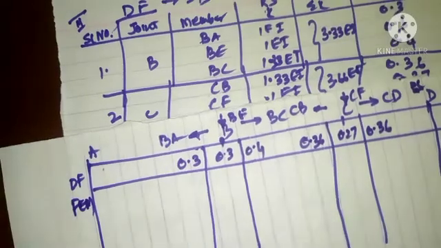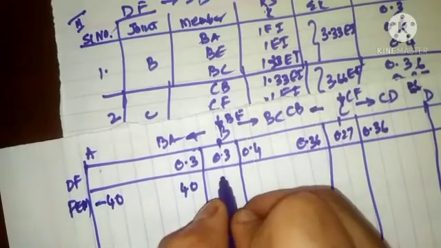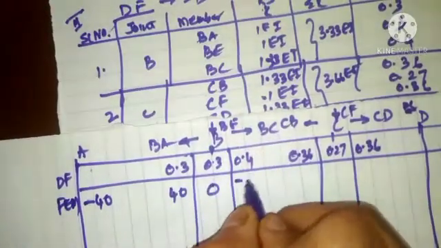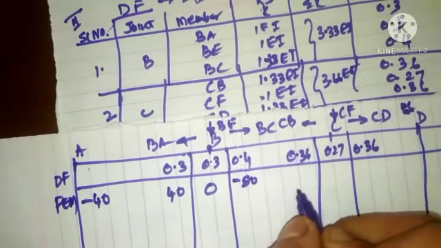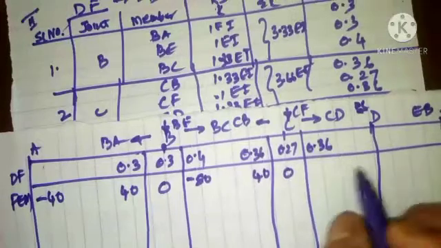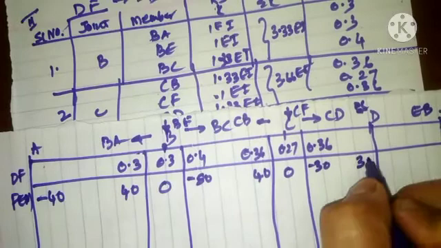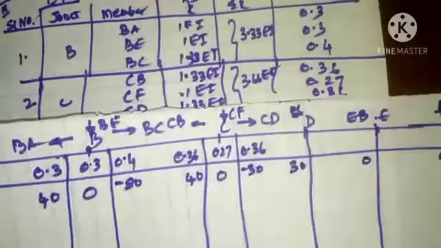MFAB value is minus 40, BA is plus 40, BE is 0 because it doesn't have any load, W is 0 for BE, then BC is minus 80 and CB is plus 40, CF will be 0 because it doesn't have any load, CD is minus 30, DC will be 0, then all other values shall come as 0 because it doesn't have any load.